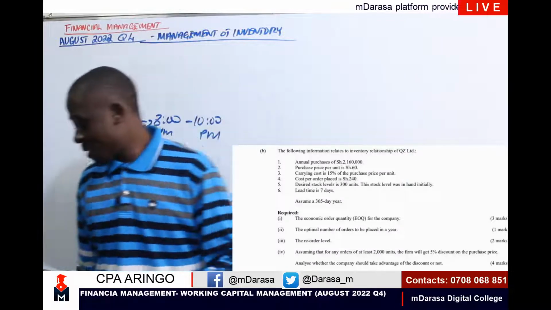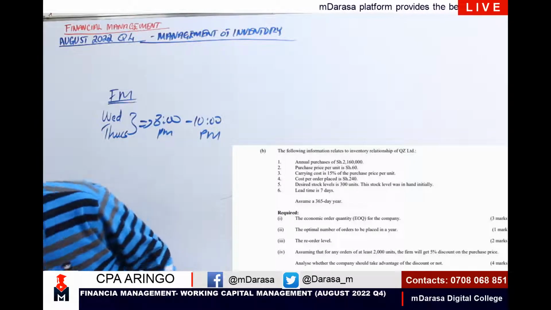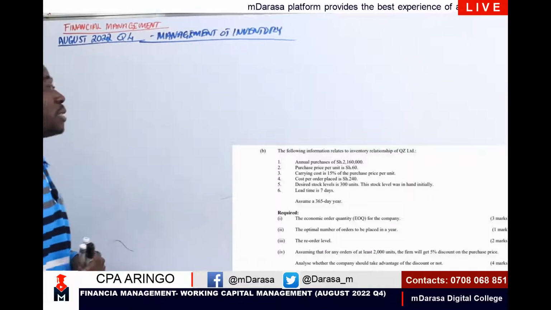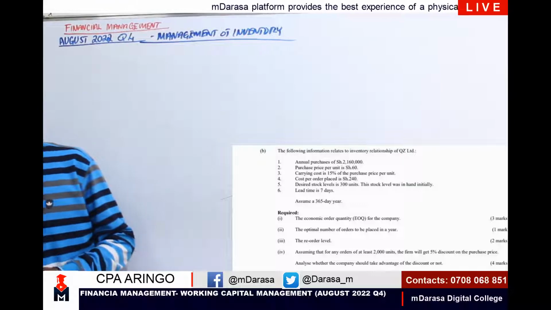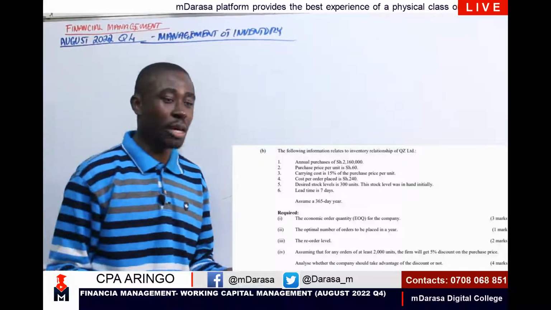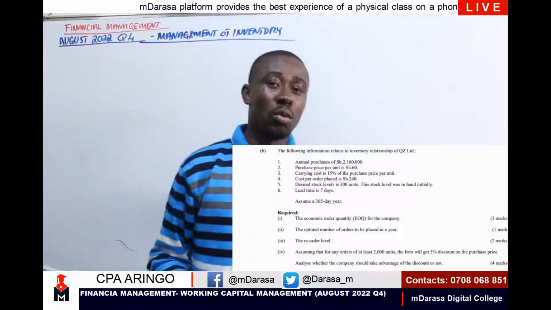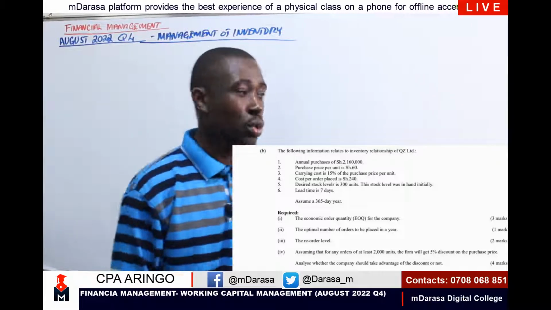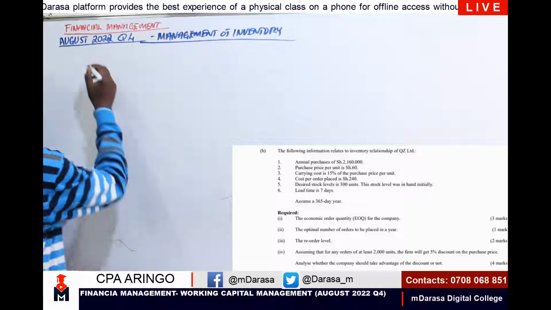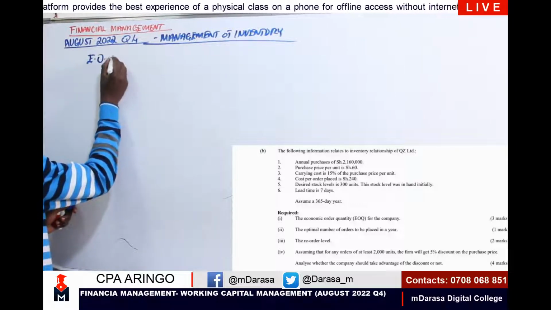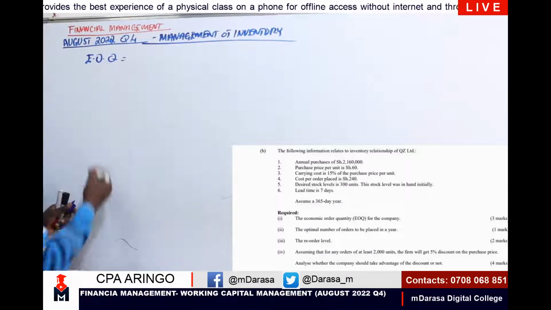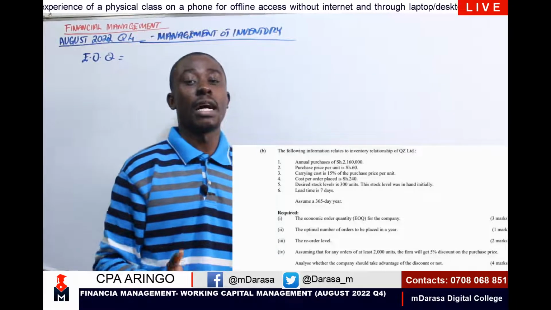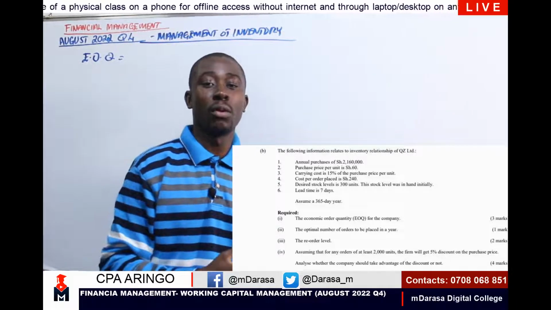Back to our business. We're saying that anytime you're talking of management of inventory, the whole idea that should always click at the back of our mind, my good student, is economic order quantity and the concept of EOQ. We should always be talking about economic order quantity. This is basically the most economical quantity that we can order at any given point whenever we are making our orders.